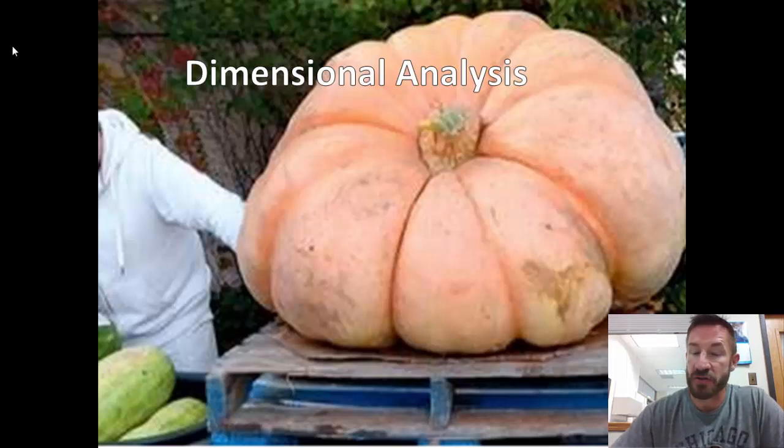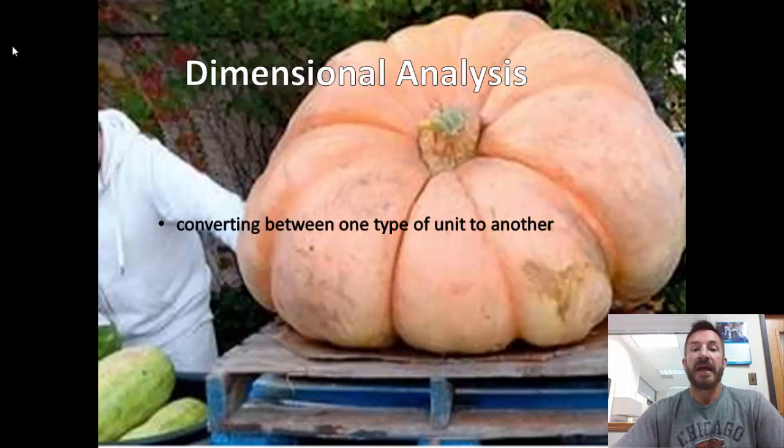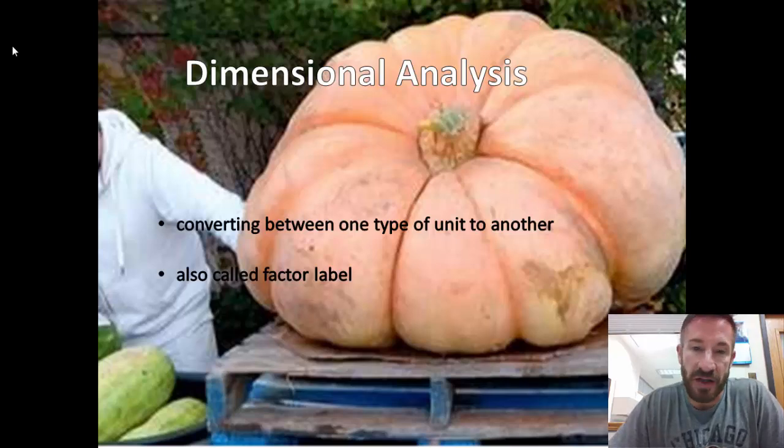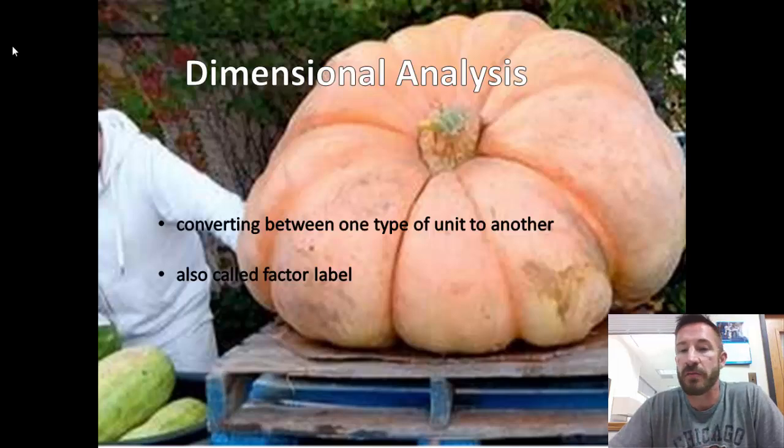A couple things about dimensional analysis. First of all, what is it? It's a way to convert from one type of unit to another. And the second thing about dimensional analysis, you'll also see me refer to this as the factor label method. So this is used with measurements. You see in the photograph there we have someone measuring a super large pumpkin.